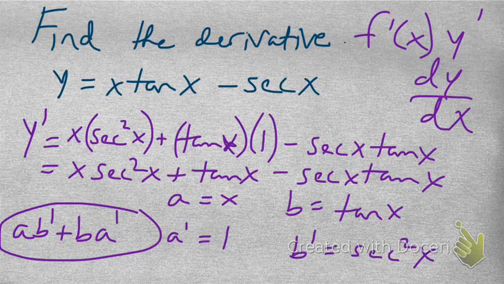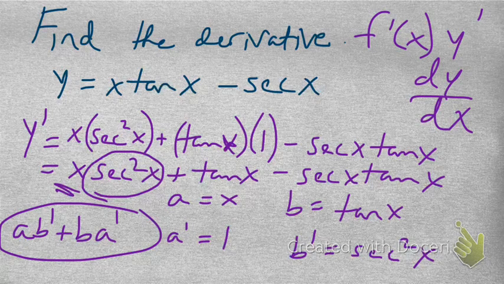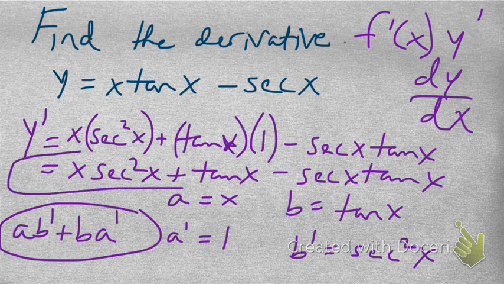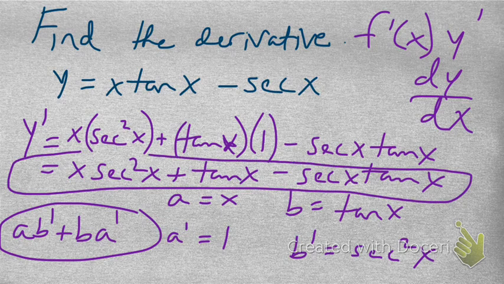And while I could make a little substitution, in place of secant squared x, I could put 1 plus the tangent squared of x. I could even distribute this x. But you know, it's not really going to make this thing much simpler or smaller. It would just be more, which is not always good. So this is our derivative, the end.